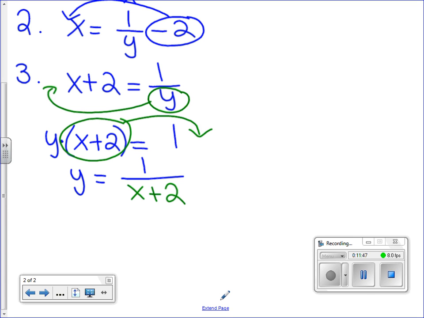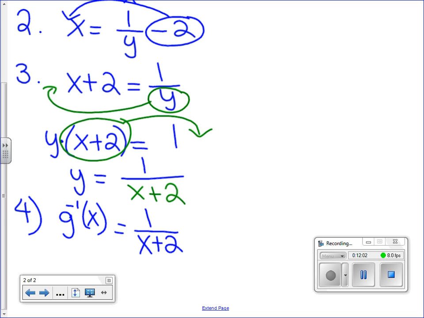But we still need to follow with step number 4 that states replace y with the inverse notation. So we started with function g, so we will call this one g inverse of x is equal to 1 over x plus 2.